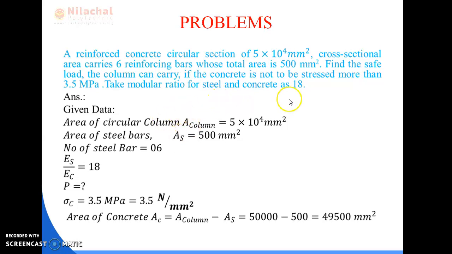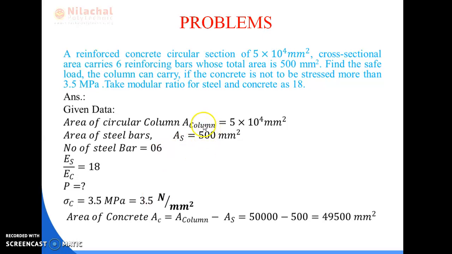The modular ratio for steel and concrete means Young's modulus of steel divided by Young's modulus of concrete. The modular ratio is 18. The stress developed in concrete not to be more than 3.5 megapascal means sigma C is equal to 3.5 megapascal. We convert it to Newton per mm square, 3.5 Newton per mm square.